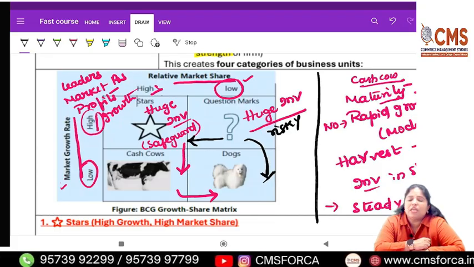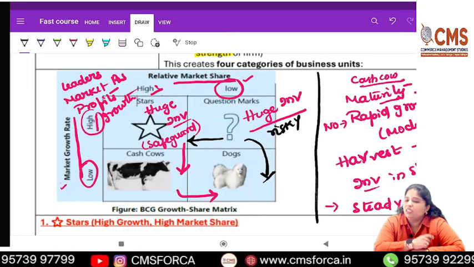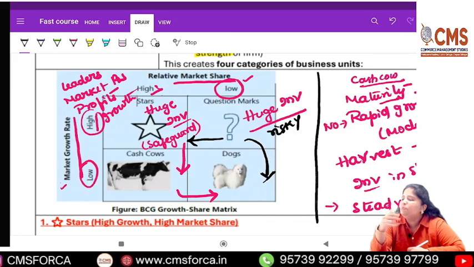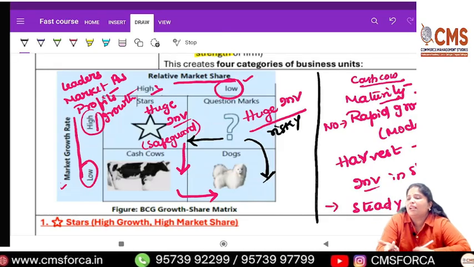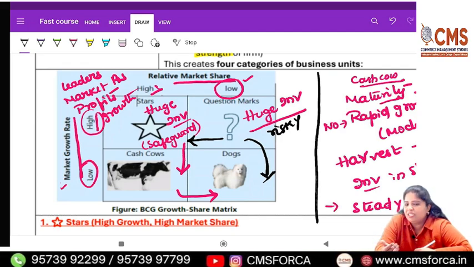Now let me ask you one question. On cash cows, are we going to make huge investments? Right? So on cash cows, we don't plan huge investments. What we try to do is keep generating steady cash flow, harvest all the profits and invest that in star category of business units so that your profits can be further increased.